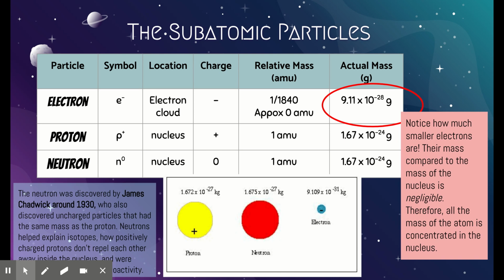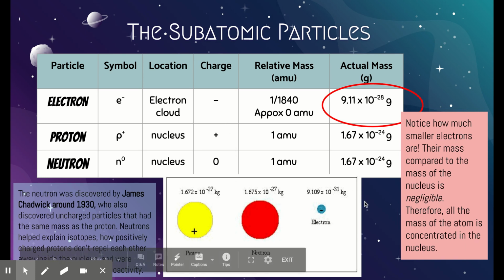So we didn't actually learn about how we figured out about neutrons. Just so that you know, neutrons were discovered by a scientist named James Chadwick around 1930. And he found a particle that had no charge, but it was about the same size as a proton. And so it helped explain what isotopes were and how all those positively charged protons were able to stick together in the nucleus and not fly apart. Right? If you think about trying to push two positive sides of a magnet together, they repel. And so neutrons allow those positively charged protons to stick close to each other and not repel each other. Okay? We'll see neutrons a lot when we talk about radioactivity later on in the unit.